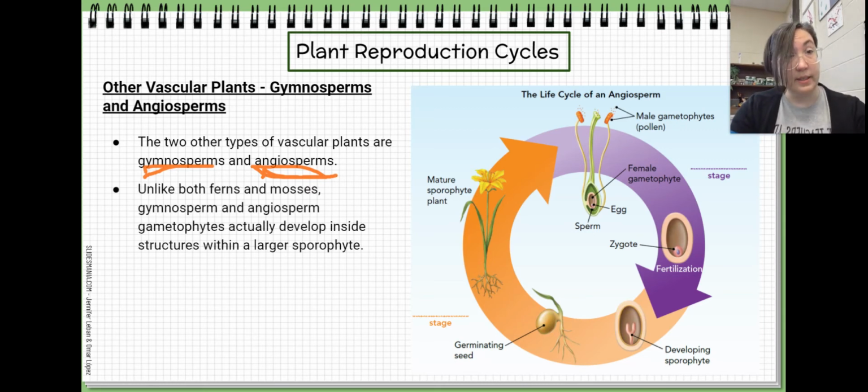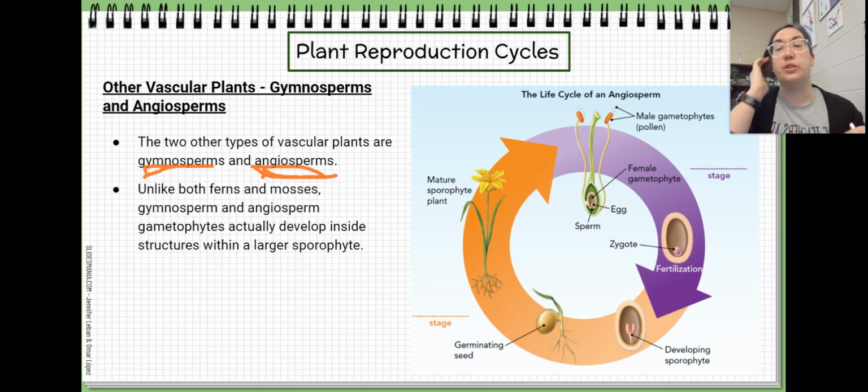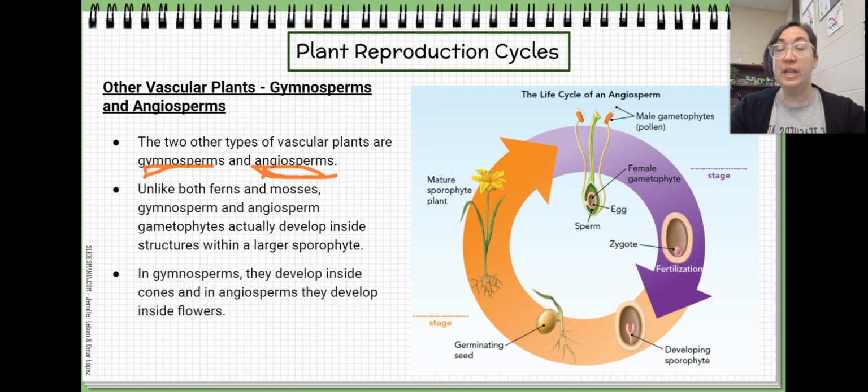Unlike ferns and mosses, so our non-vascular plants, angiosperms and gymnosperm gametophytes actually develop inside structures within the larger sporophyte. So these aren't separate stages of the plant where they look very different. This is occurring within the same plant, just in different structures. In gymnosperms, they develop inside cones, think pine cones, and in angiosperms, they develop inside flowers. So gymnosperms, cones, angiosperms, flowers.